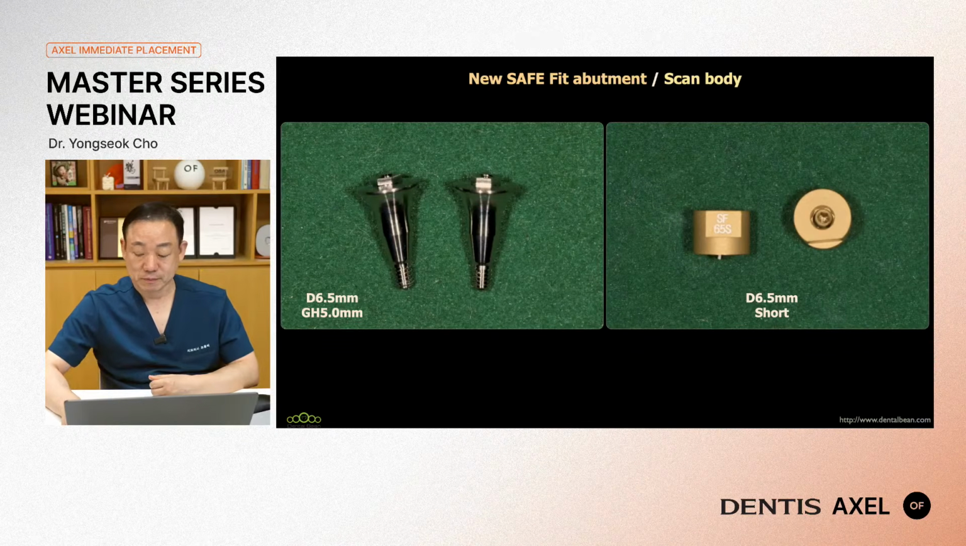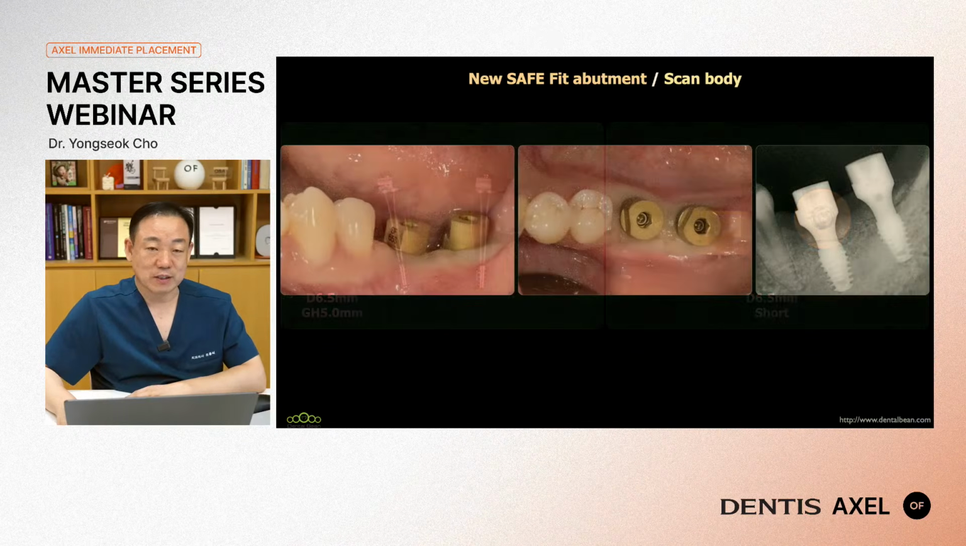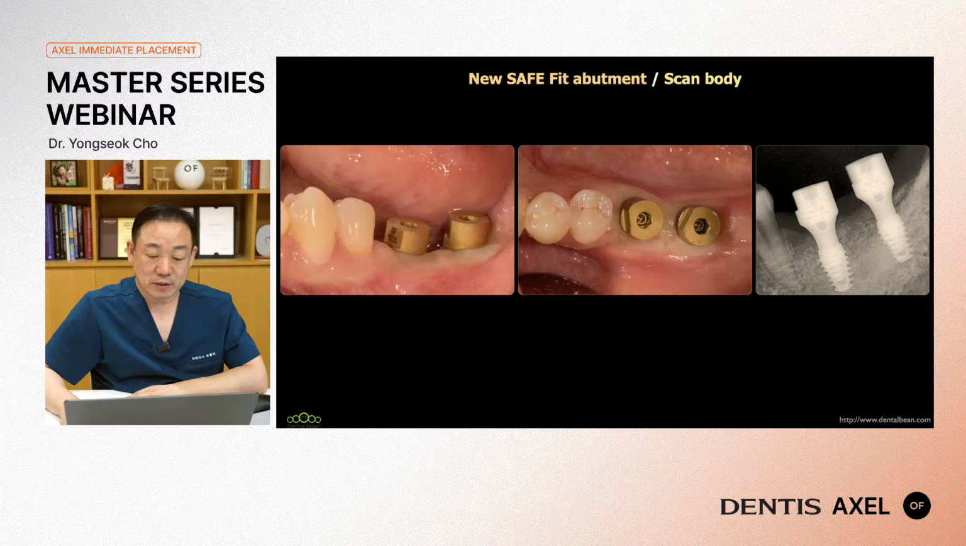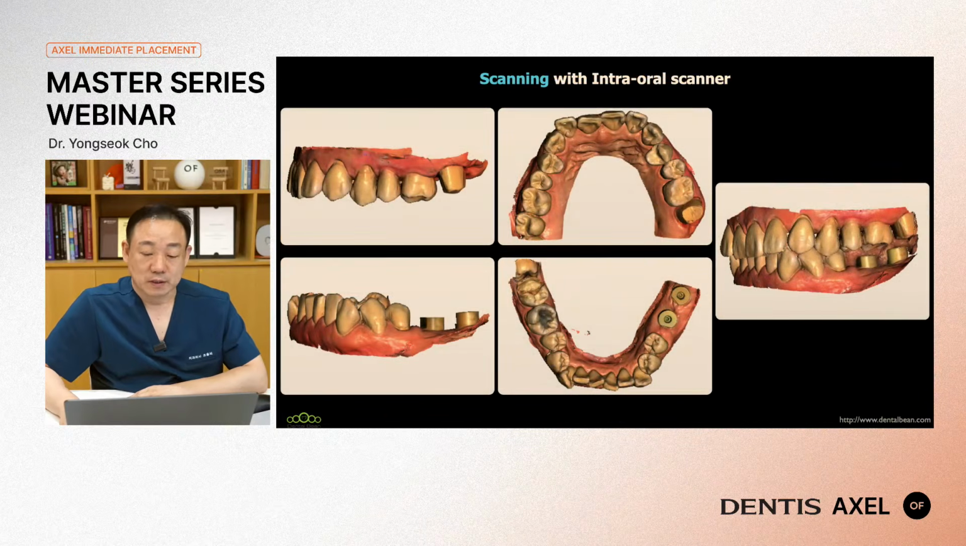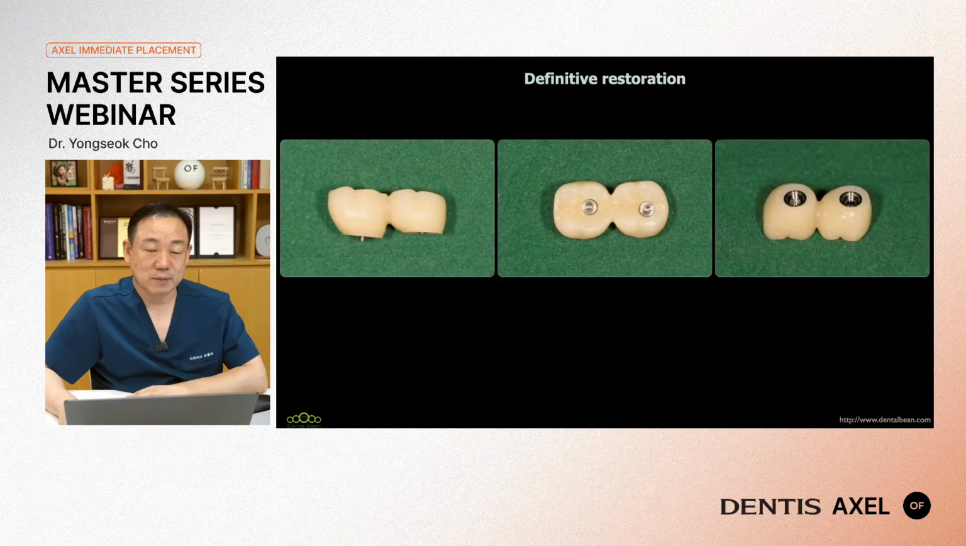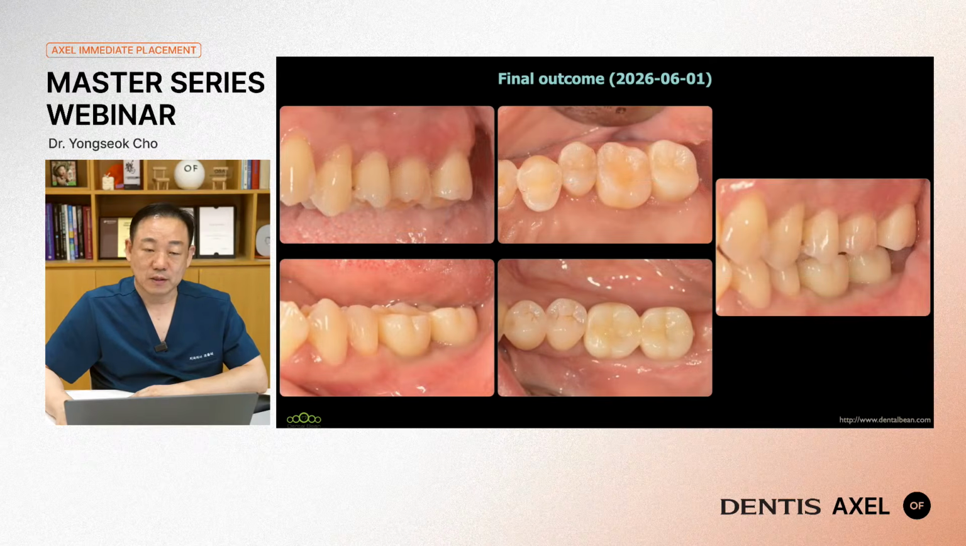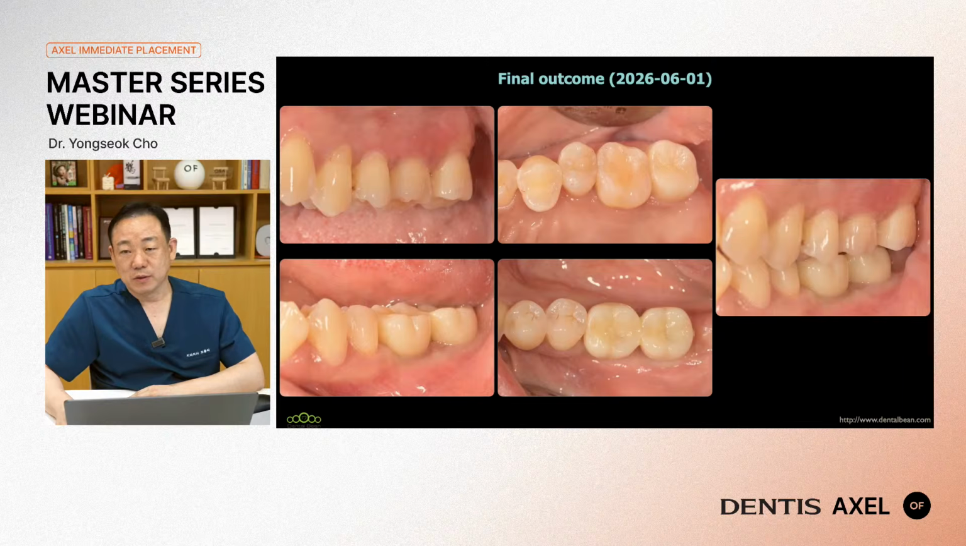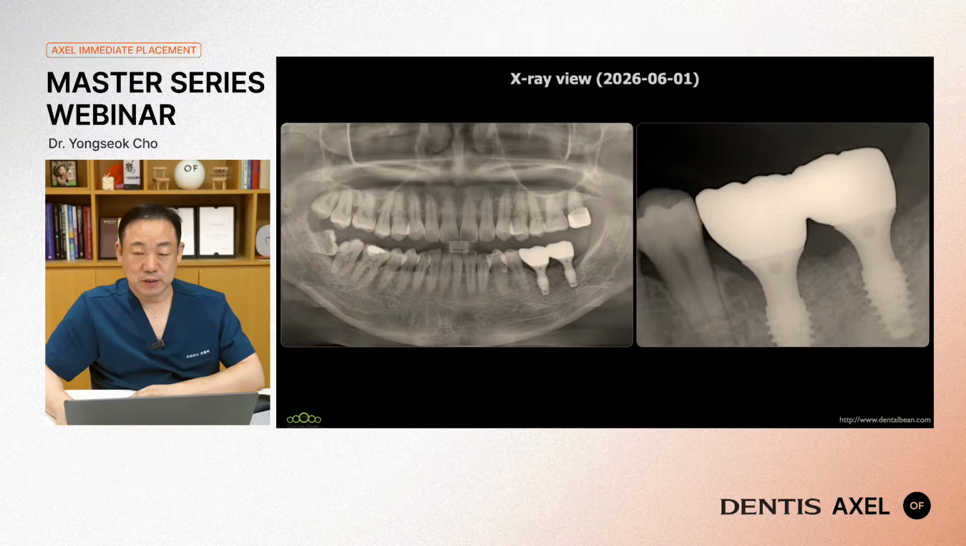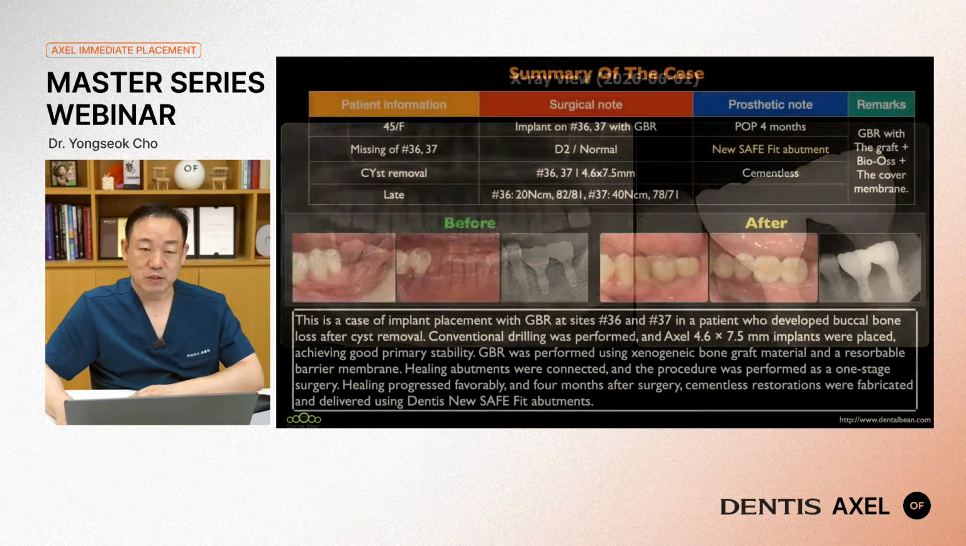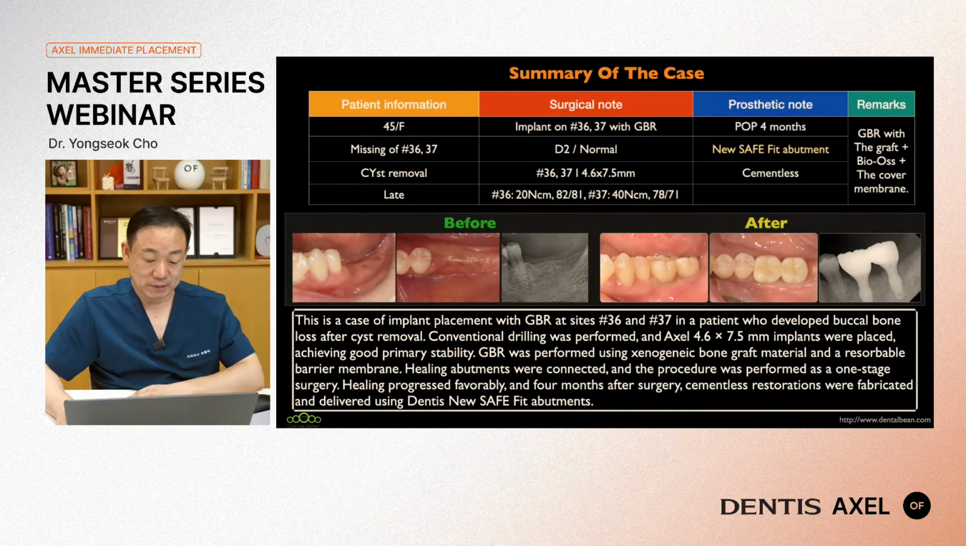Here, the new safe fit abutment was connected and the implant was scanned. Then, with a digital process, the definitive restoration was fabricated and delivered to the patient. It looks like a very clean condition in the soft tissue, and the radiographic image looks good. Although it is a very short-term follow-up, I feel it looks nicely finished.